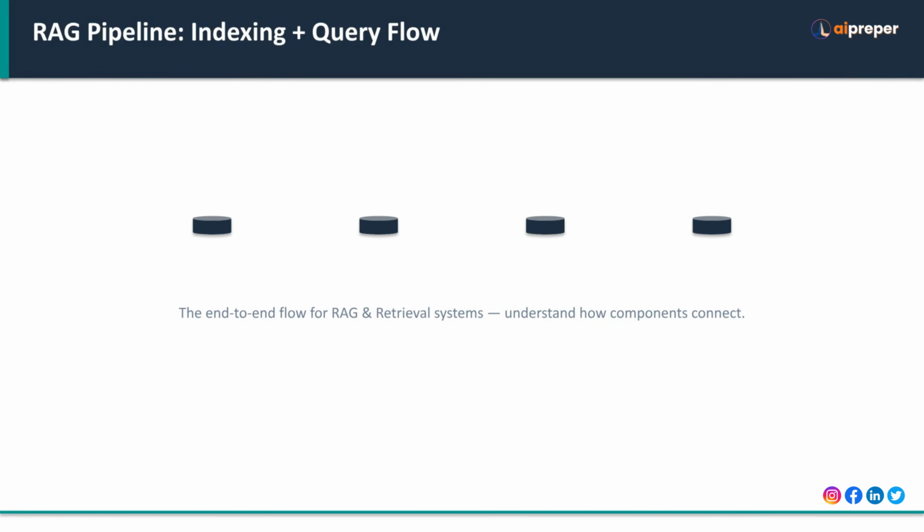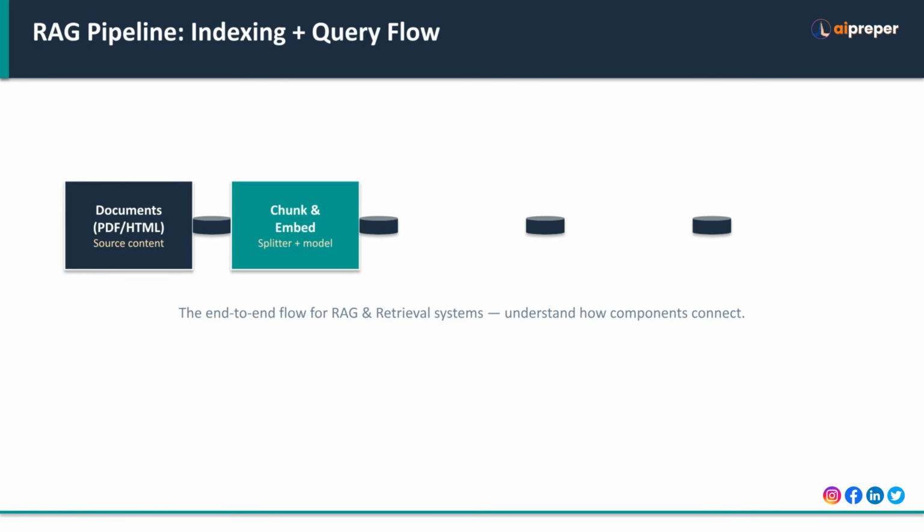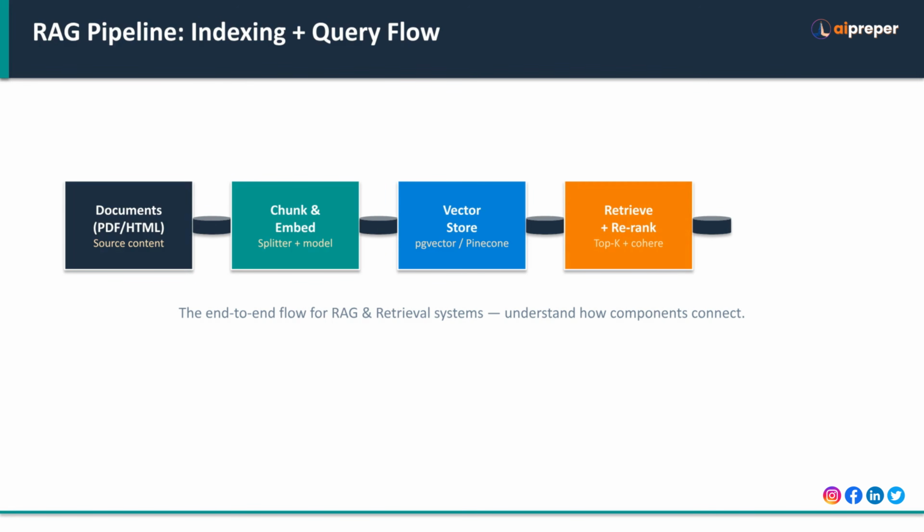Let's look at the RAG pipeline flow, which connects components from documents to a grounded answer. It starts with documents, followed by chunking and embedding, then storing in a vector store, and finally, retrieval with re-ranking before the LLM generates the final answer.